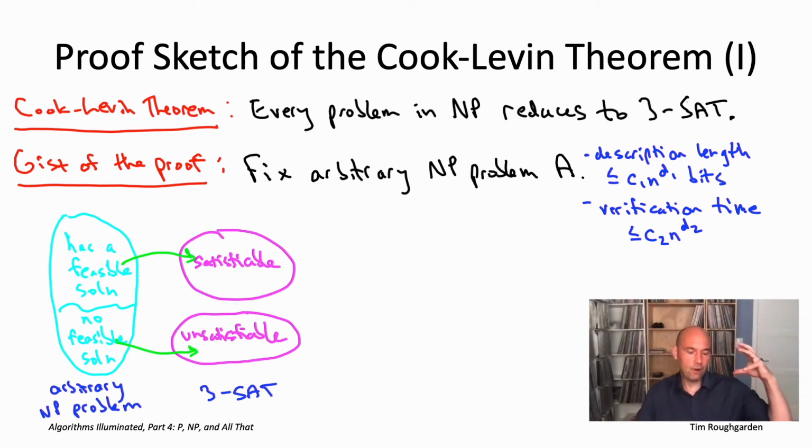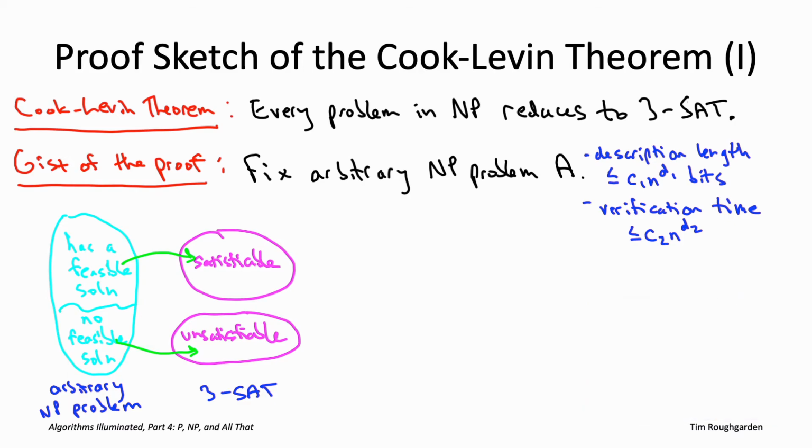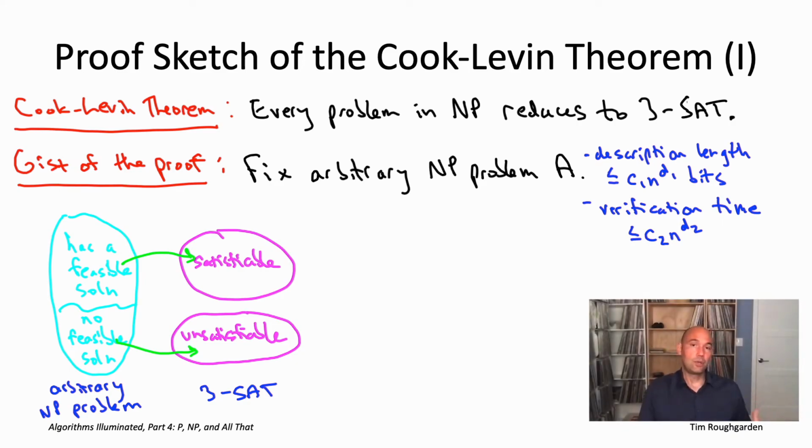This reduction will be from the light blue problem, the arbitrary NP problem A, to the magenta problem 3-SAT. So we need to show that given a subroutine solving 3-SAT, given a magenta box, we need to see how to build that light blue box for solving this arbitrary NP problem that we started with. The plan then is to translate any instance of the arbitrary NP problem A, to somehow encode it as an instance of satisfiability, so that the status of the problem we started with, whether it's feasible or not, is reflected in the status of the satisfiability instance that the reduction produces.